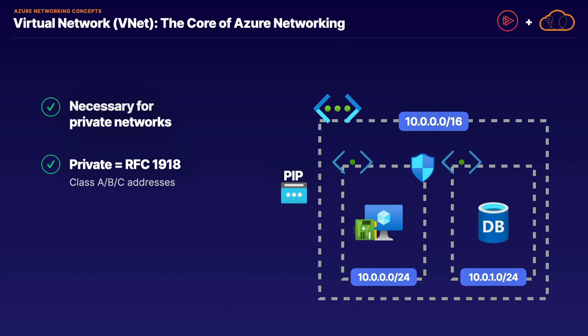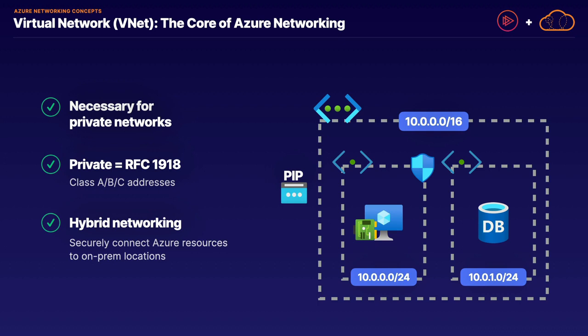And these are often encompassed from an IP range of the Class A, B, and C addresses, which we are going to talk about in a bit more detail in the next lesson. Virtual networks are also a core component of hybrid networking for scenarios in which we need to securely and privately connect Azure resources with other non-Azure resources, such as an office on-premises network.